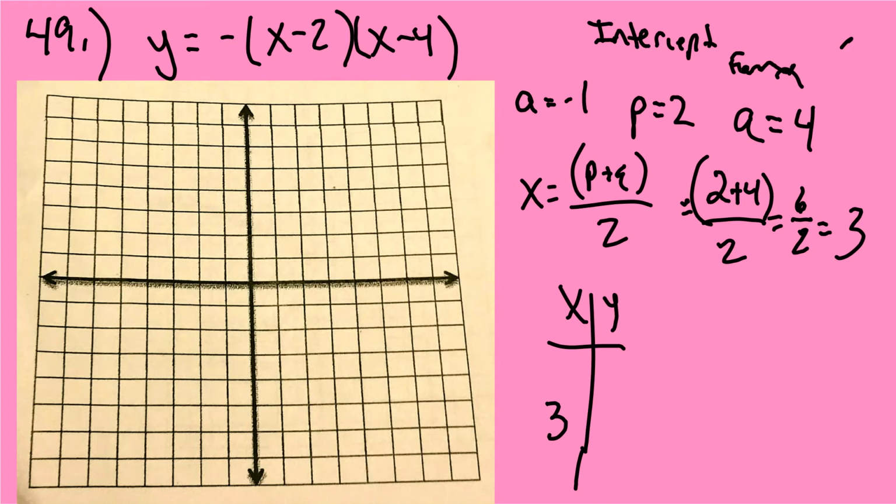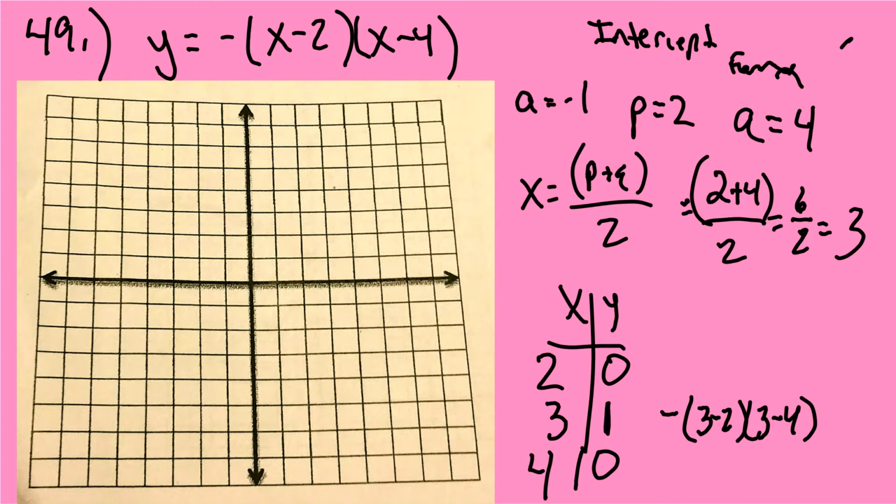Now you can make this a 5-point chart like you did last time. I'm not going to, because all I have to do is put in P, which is 2, and Q, which is 4. I don't have to plug in P and Q. I know they're automatically 0. I do have to plug in 3, so I get negative 3 minus 2, 3 minus 4. That's negative times 1 times negative 1 becomes positive 1. So I go 3, 1, 2, 0, 4, 0. Now, because I know it's a U, I know it's going to be just like every other shape. It's an upside down U, so it looks correct.